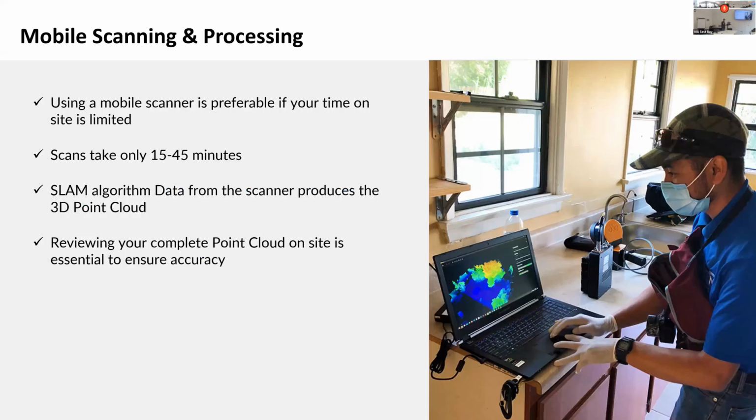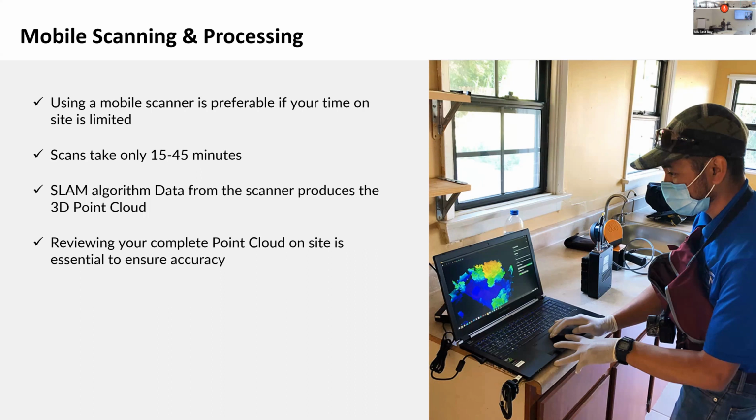So using a mobile scanner is preferable if you need accuracy and your time on site is limited, since most individual scans for a single family residential can take 15 to 45 minutes. That wide range is really dependent on access. If someone says, I need my office at this time, we need to do a separate scan and merge it manually later. We recommend you process the scan on site to check your results before you leave.